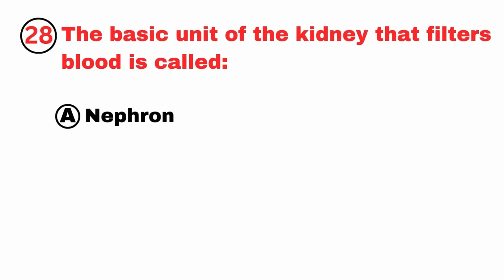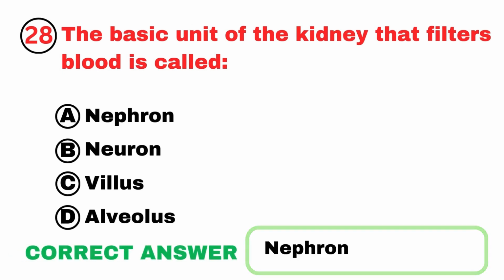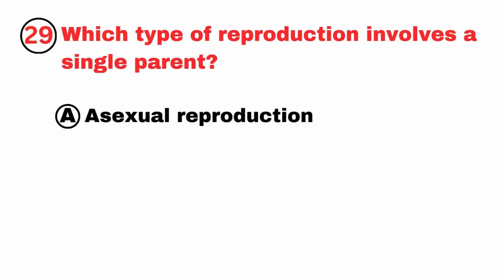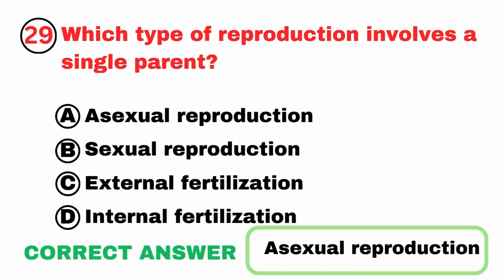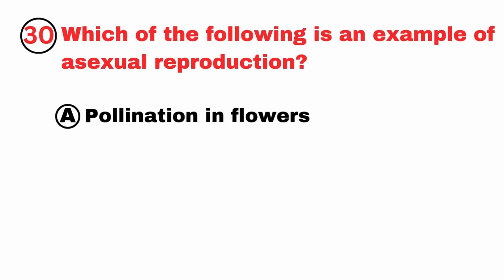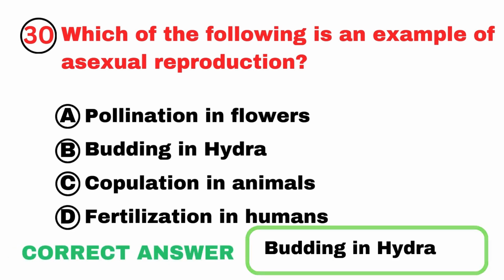The basic unit of the kidney that filters blood is called nephron. Which type of reproduction involves a single parent? Asexual reproduction. Which of the following is an example of asexual reproduction? Budding in hydra.